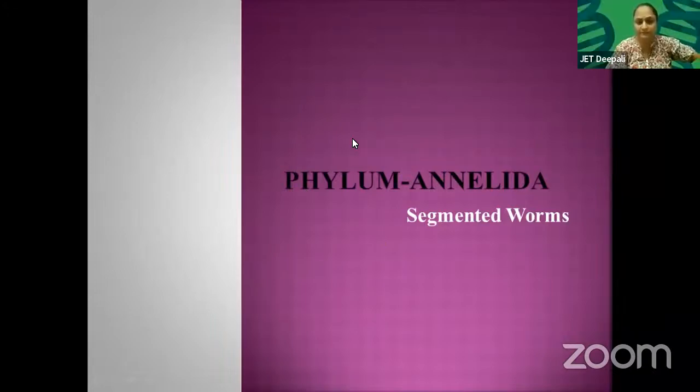Okay, good evening everyone. So today we are starting with the phylum Annelida. Annelida are basically called the segmented ones, which means their body is segmented.